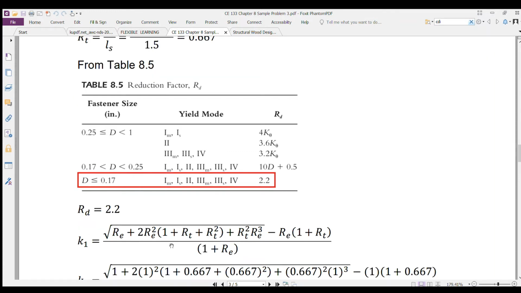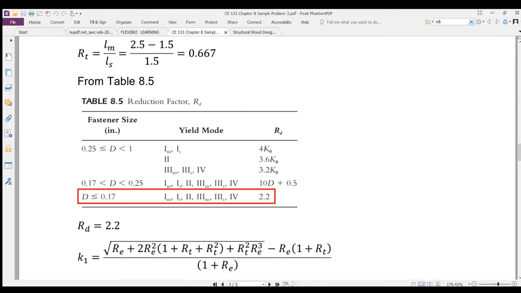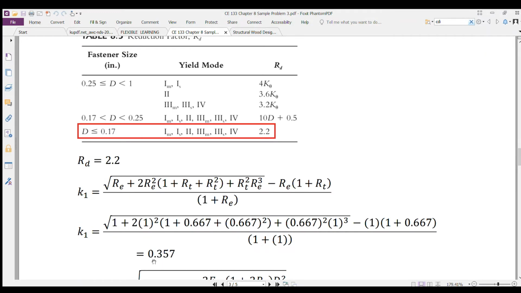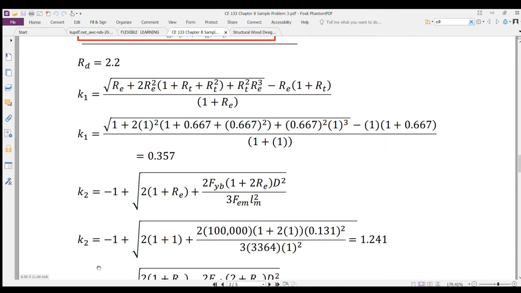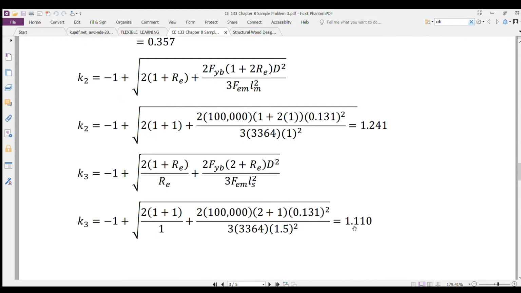So using the values of the variables R sub E, R sub T, and R sub D, you can see here we will get the value for K1. Substituting these values, we have a value of 0.357. Using the equation to solve for K sub 2, replacing this value, we have a value of 1.241, and the value for the equation for K sub 3. Substituting the variables will yield the value of 1.11.